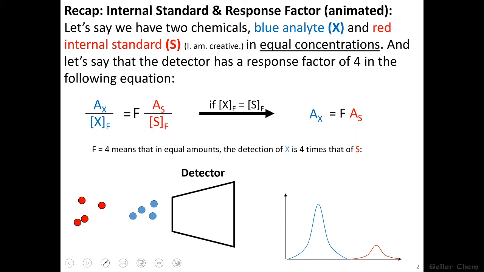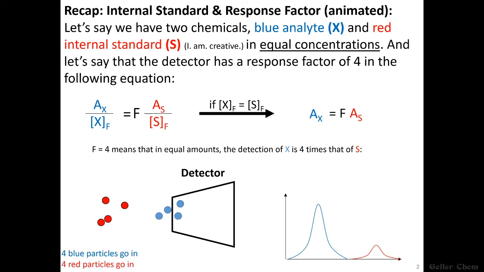And the reason why this discrepancy exists is simply that the detector is able to measure the blue particles 4 times as often as the red particles. So let's just finish this with an animation. 4 blue particles go in, they all get detected. 4 red particles make it in. 1 gets detected, even though the other 3 are present. We just don't register them, and that's why this peak is 1/4 the size of this peak over here. So hopefully that all makes sense.